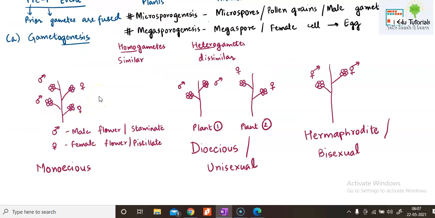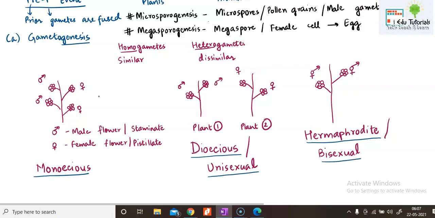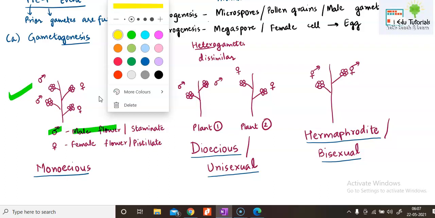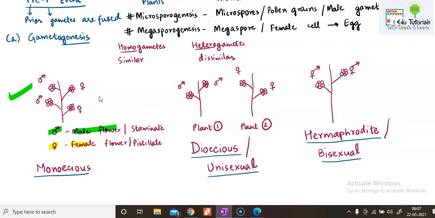Now once gametes are formed in the plant, basing upon their sexuality, a plant can either be monoecious, dioecious, or hermaphrodite. Dioecious plants are also known as unisexual. Hermaphrodite plants are also known as bisexual. Now, here in the first image which is drawn here, please look into it very carefully. This is the sign to show the male flower, and this is the sign which is beneath it. It is used to show the female flower.